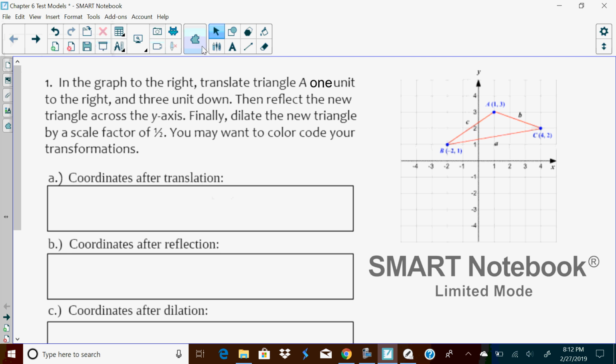Okay, here's some models for the Chapter 6 test.